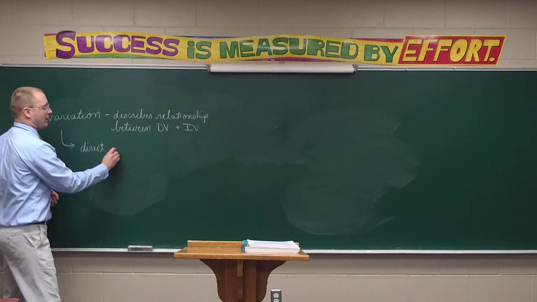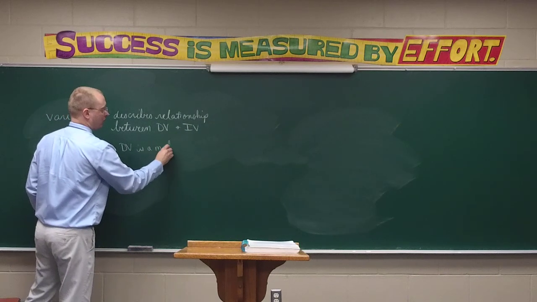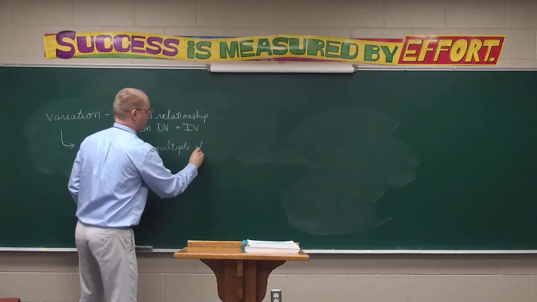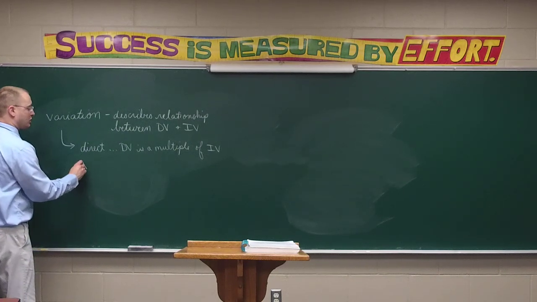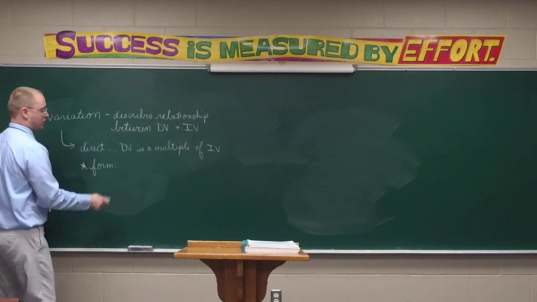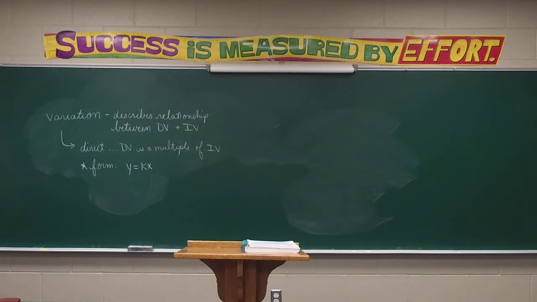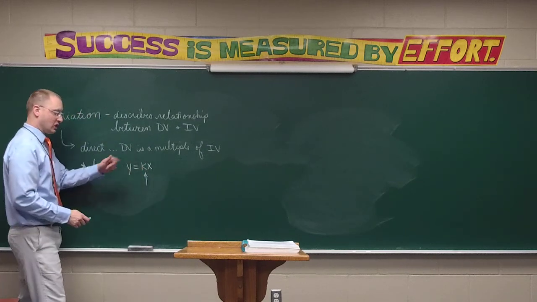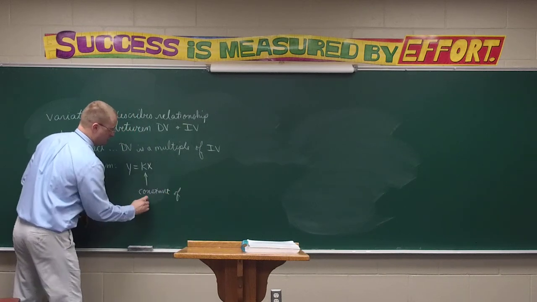Here's your definition. Direct variation is present whenever the DV is a multiple, I can't spell, multiple of the IV. If the dependent variable is a multiple of the independent variable, we have what's called direct variation. Here's the form that describes this relationship. Y equals kx, where y would be our dependent variable, x the independent variable, and k would be any constant value. We use this letter to represent the constant of variation.